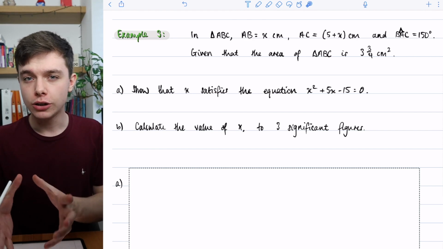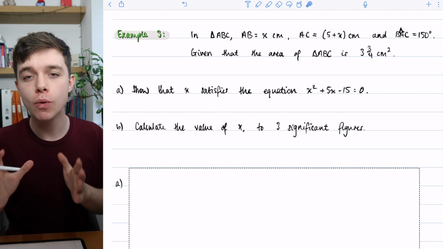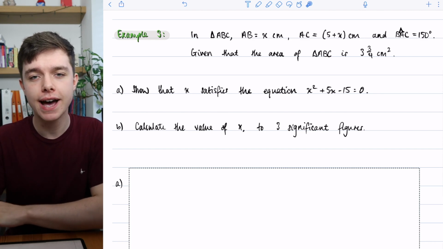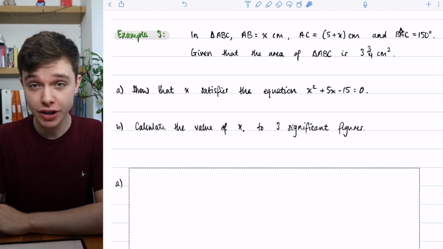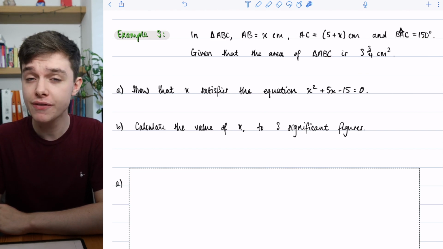So draw a triangle, have a go, just think about the formula, think about what you can do with that formula. Draw a triangle to help you, press pause, have a go, and then when you're ready for the answer, press play and we'll work through it. Just have a go at part A.